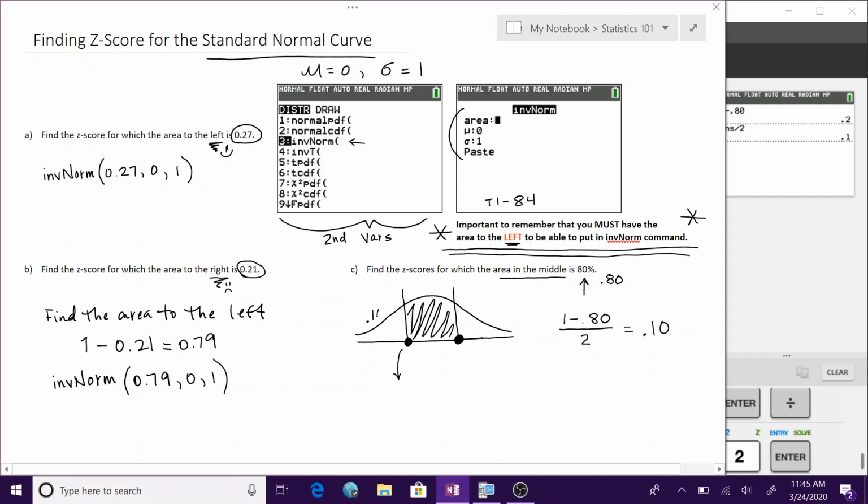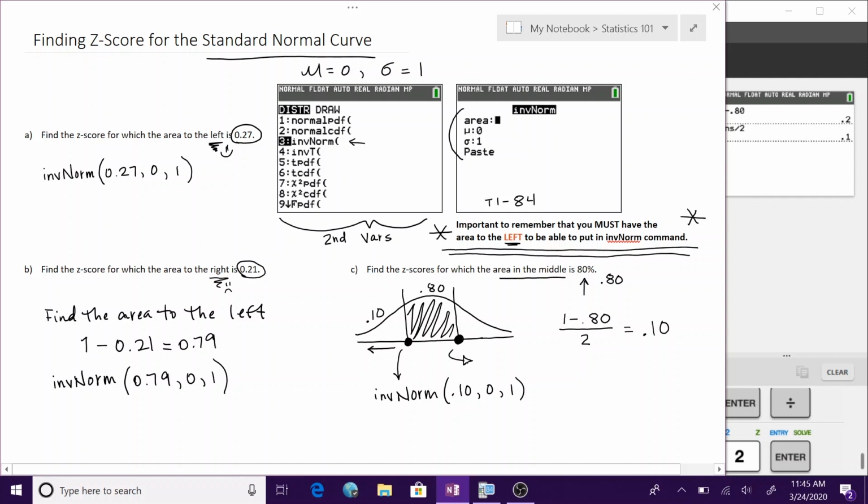Now, when I find these areas, I do not write both of them because I don't need this area to the right as of right now. So to be able to find this z-score specifically, we needed this area over here. So we're going to go back to our inverse norm command, and the area to the left of this is going to be 0.10. And again, our mean and our standard deviation are 0 and 1.